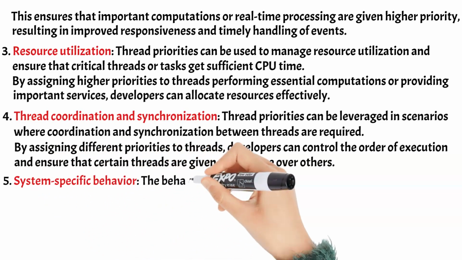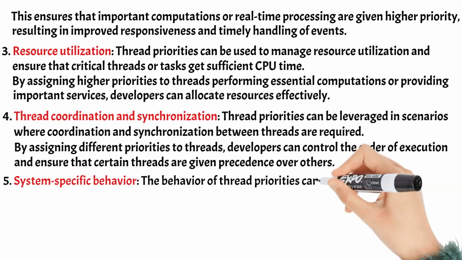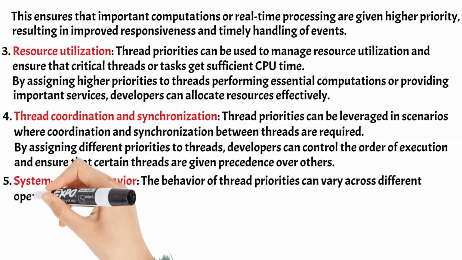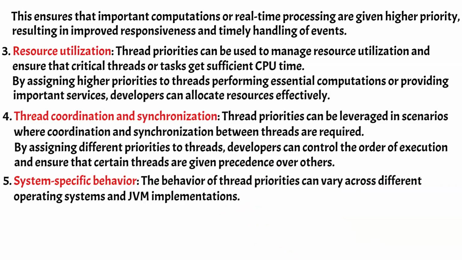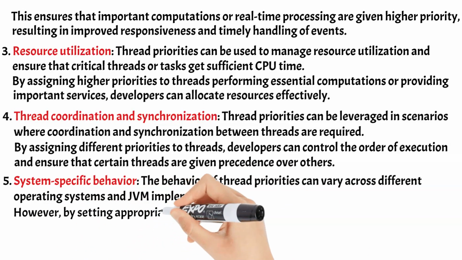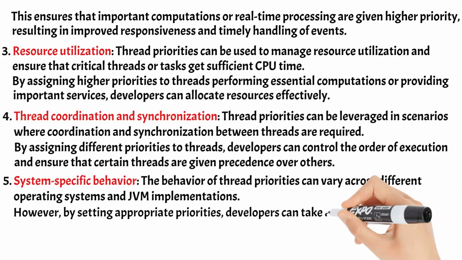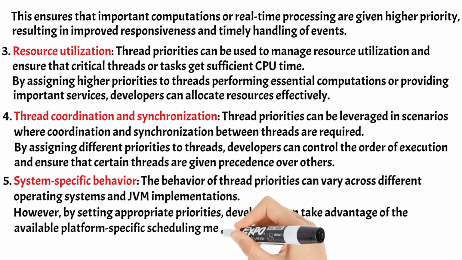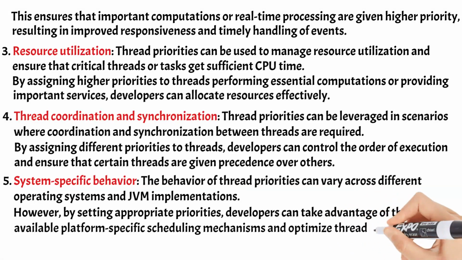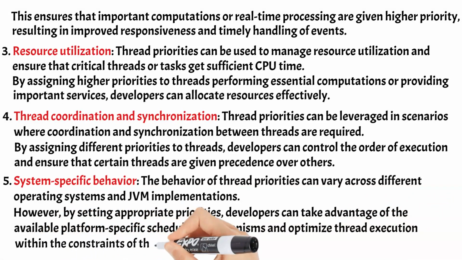5. System-specific behavior. The behavior of thread priorities can vary across different operating systems and JVM implementations. However, by setting appropriate priorities, developers can take advantage of the available platform-specific scheduling mechanisms and optimize thread execution within the constraints of the system.